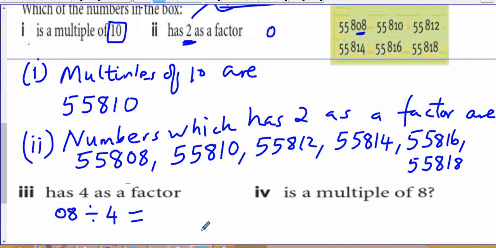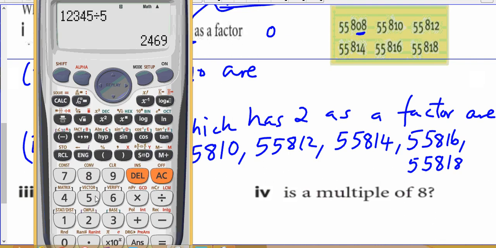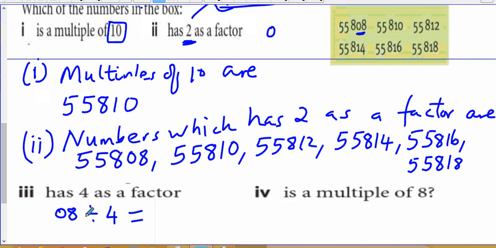Okay. Now, if you take the number itself, 55808 divided by 4. See that? You are getting a whole number. Why? Because 08 is the same as 8. Now, is 8 divisible by 4? The answer is yes. See that? So, even this number here will be divisible by 4.